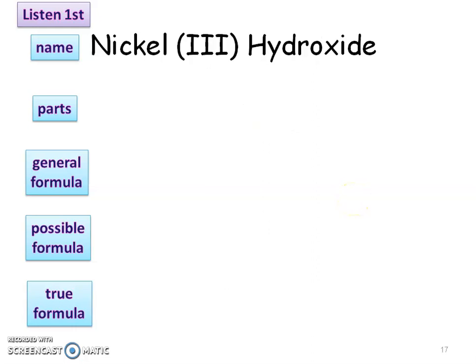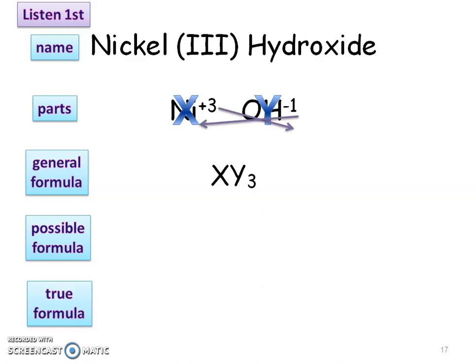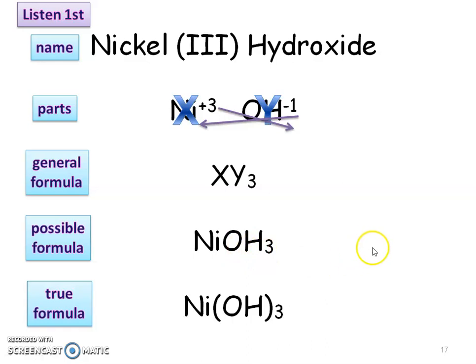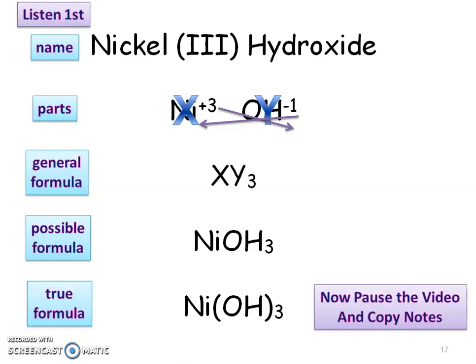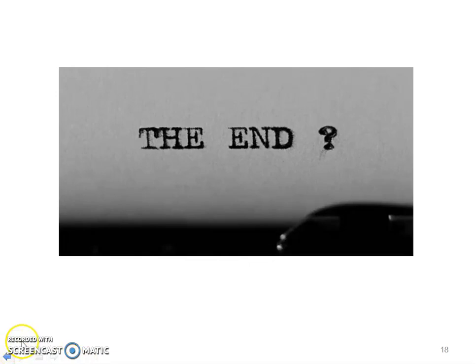All right, I think this might be the second or the last one. Nickel 3 hydroxide. Can you come up with these answers? Hopefully by now you got the parts. You notice that it's an X and a Y. You notice that the charge numbers are different, so crisscross. You got the general formula, you got the possible formula. Uh-oh, it's another one of those where it does look okay, but this tells me I have 3 hydrogens instead of 3 hydroxides. So there is going to be a trick to that. All right, pause and make sure to get those in. All right, we'll see you in class for questions.